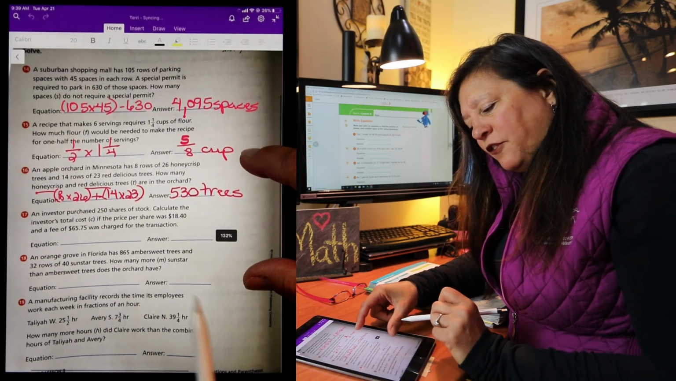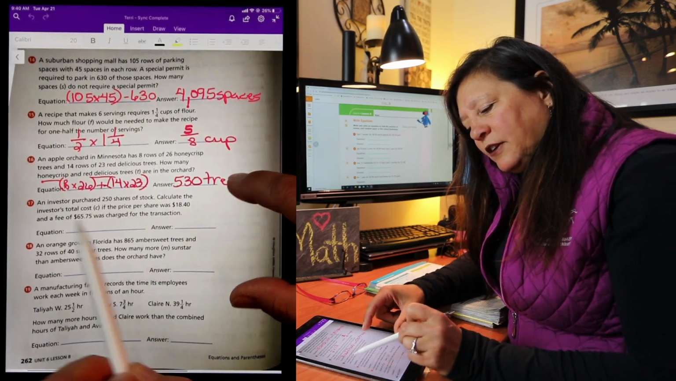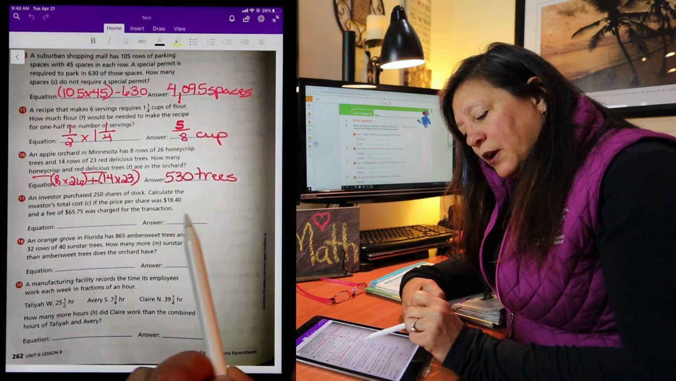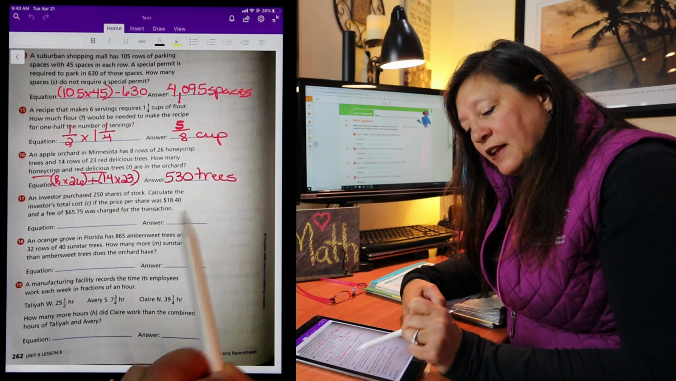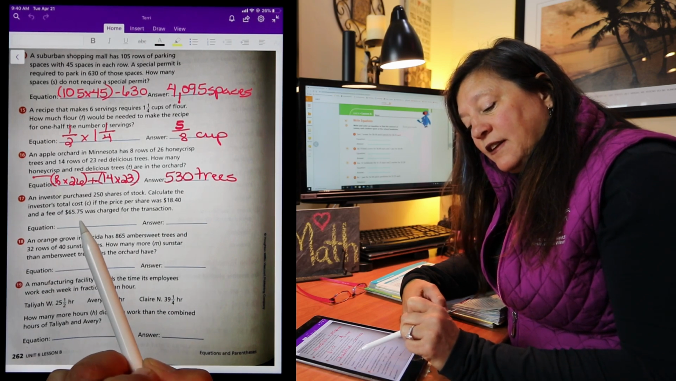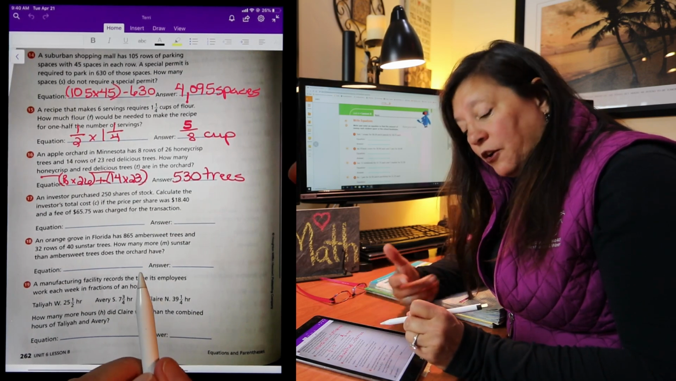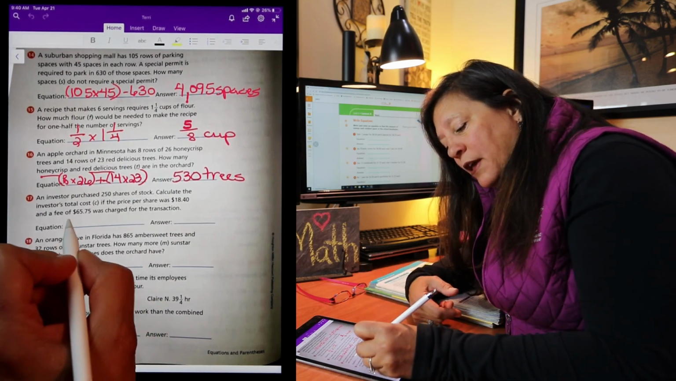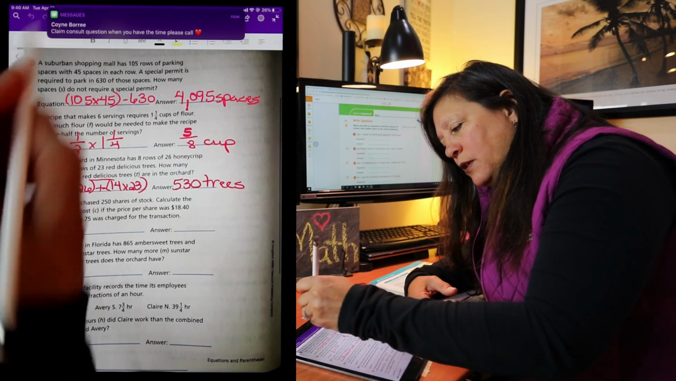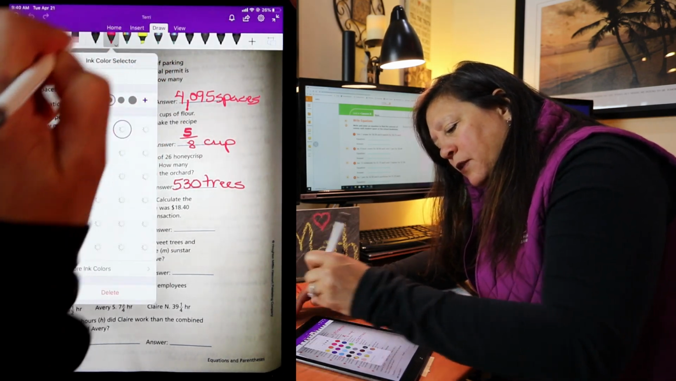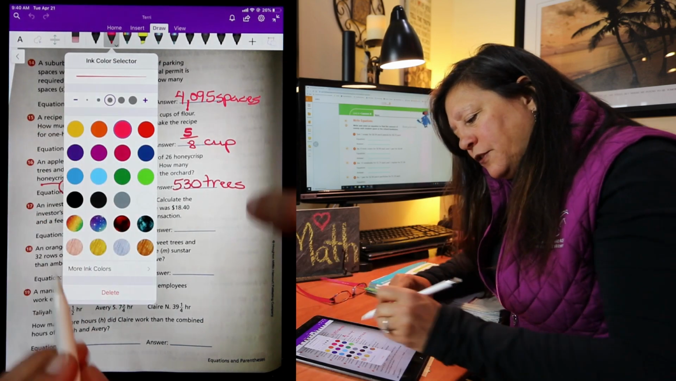All right, so an investor purchased 250 shares of stock. Calculate the investor's total cost if the price per share was $18.40 and a fee of $65.75 was charged for the transaction. So first we have to figure out how much the shares cost in all. So our equation is going to be, here we go. Let me get my pen out again. Sometimes it turns off on us.